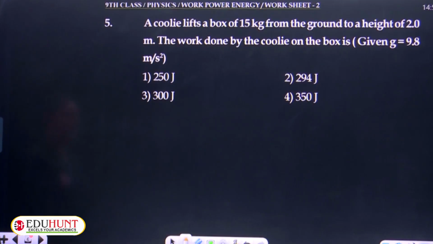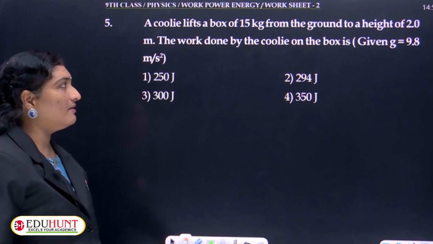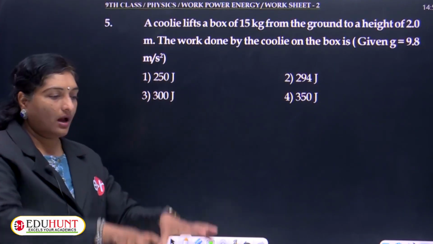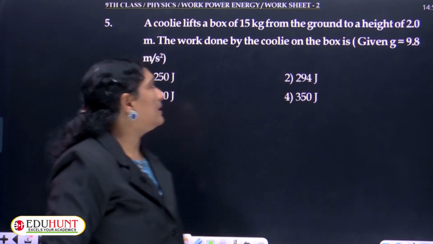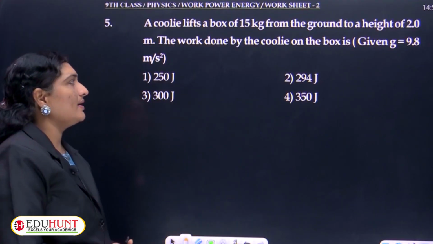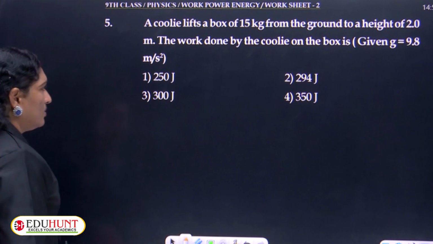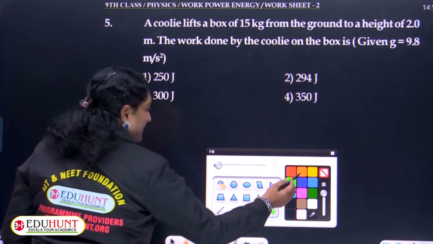Question number 5. A coolie lifts a box of 15 kg from the ground to a height of 2 meters. So again, a block is being lifted upwards to a height of 2 meters, and the mass of the block is now given as 15 kg. The work done by the coolie in lifting the box is. So let us follow the same pattern, children.